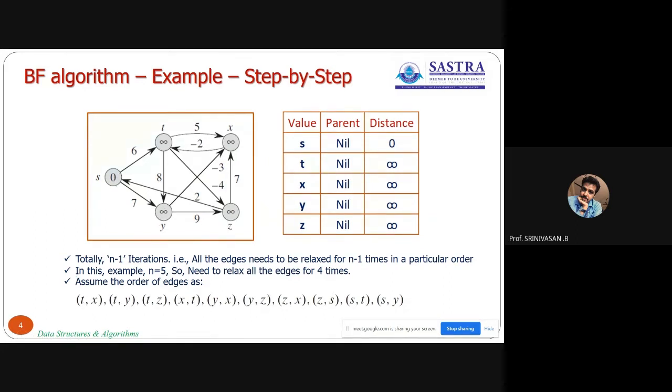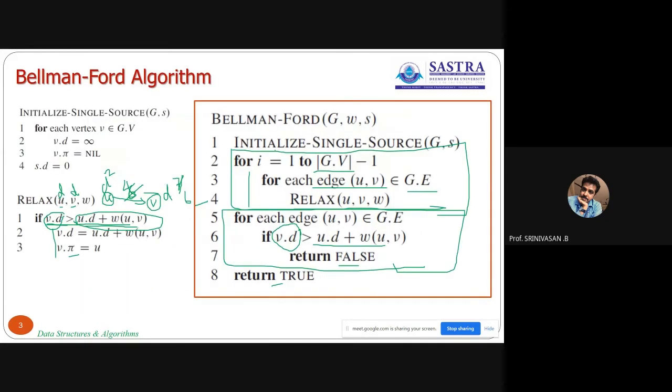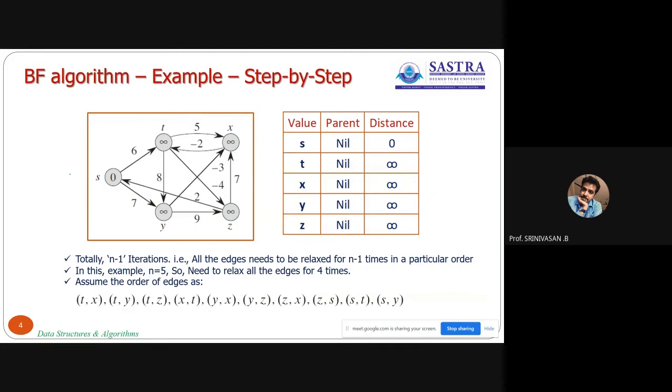So before the starting, one function is Initialize Single Source. Initialize single source means what? The starting vertex will be given. The starting vertex distance will be updated with 0. All other vertices' distance will be infinity, and the parent will be nil. So all vertices in the graph have their parent initialized with nil, and except the starting node, all other vertices' distance will be updated with infinity. The starting node distance will be 0. That is initialization.